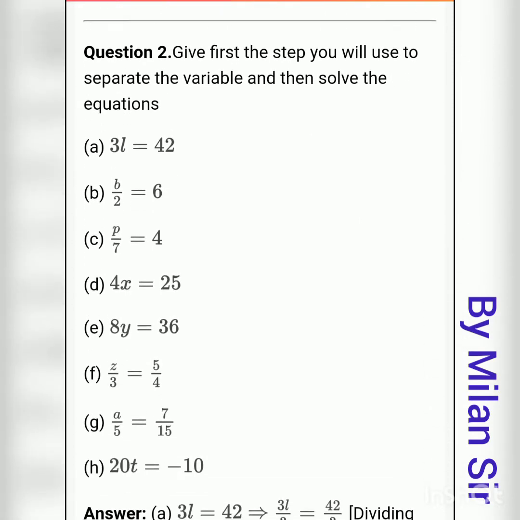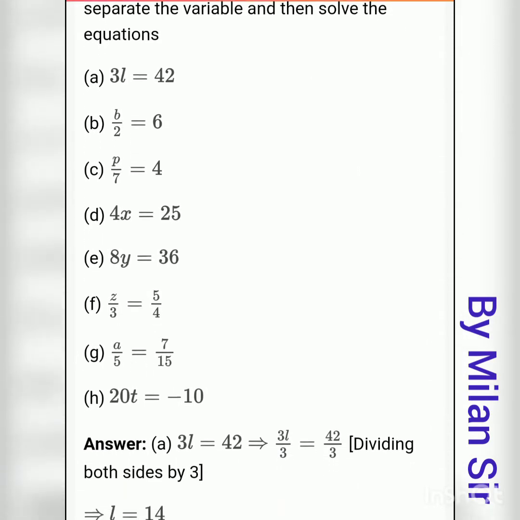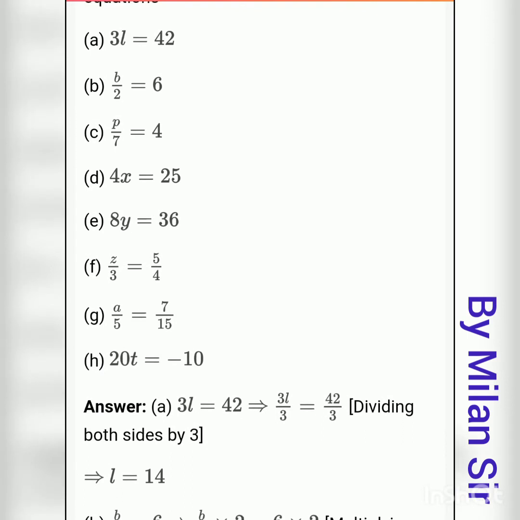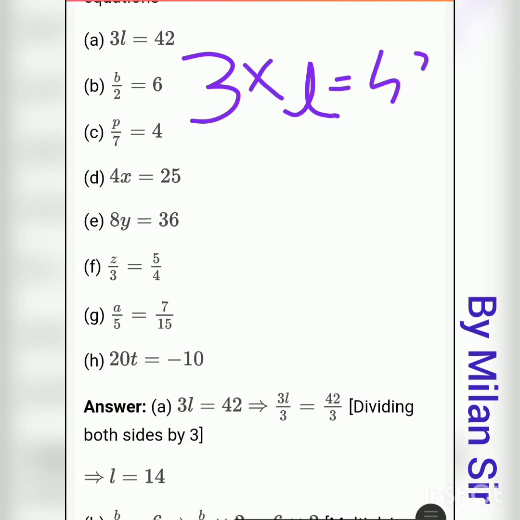After that, question number 2. Here also we need to solve these equations. Okay, so from here also we are transferring the terms to the other side. Here it is written 3L, that means 3 multiply L is equal to 42. Okay, 3L, that means 3 multiply L.